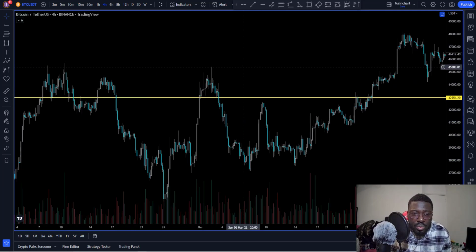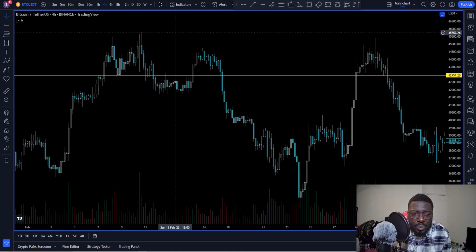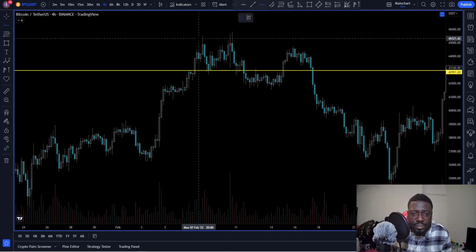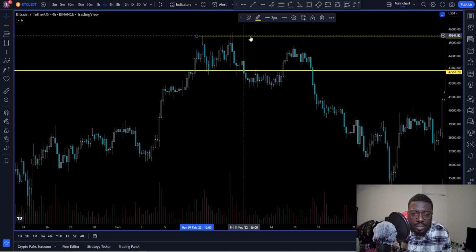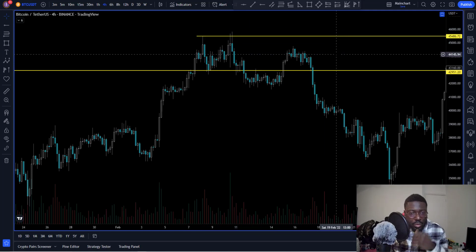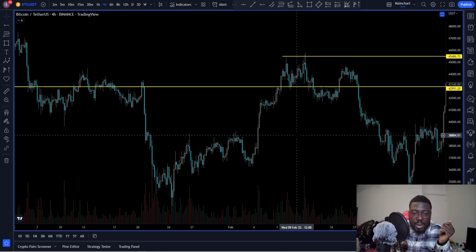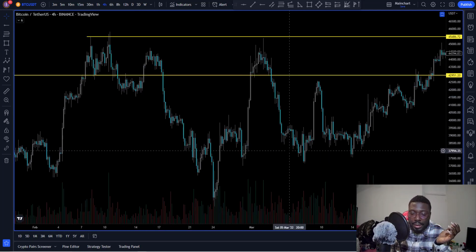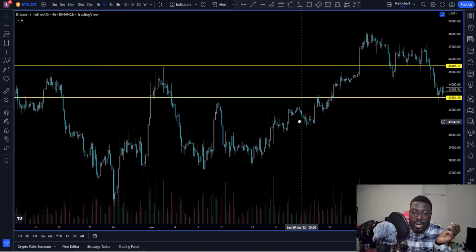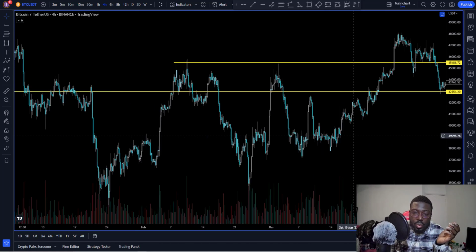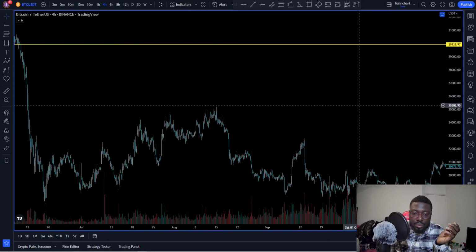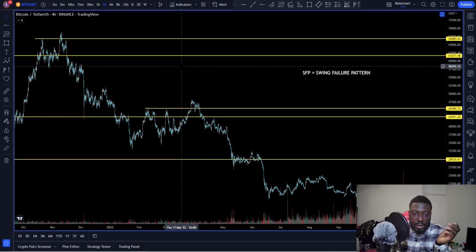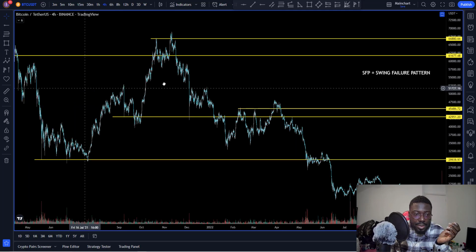So we have another swing failure pattern here. Yes, that is the swing failure pattern. So like I said, it happens on the peak of a trend. You just need to pay attention and watch the trend and see where the peak is going to be. So always pick out the peak of a major rally. I'm trying to find other examples.